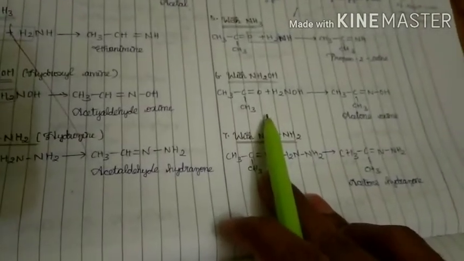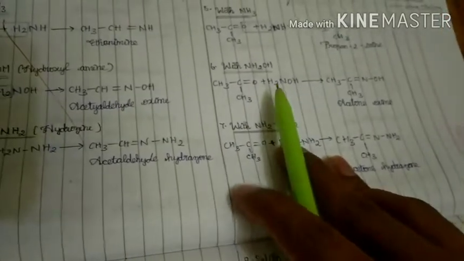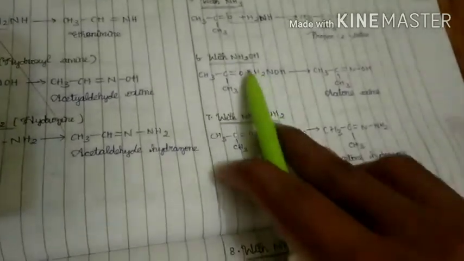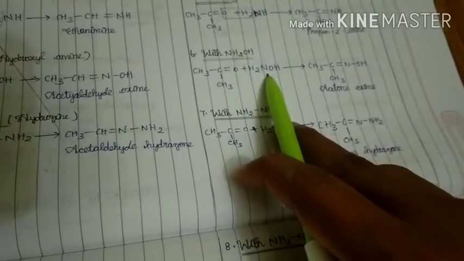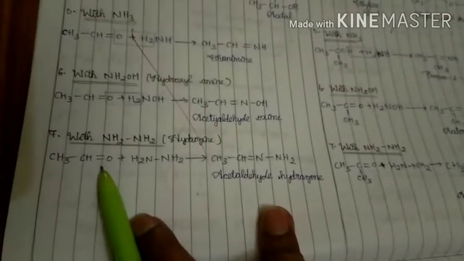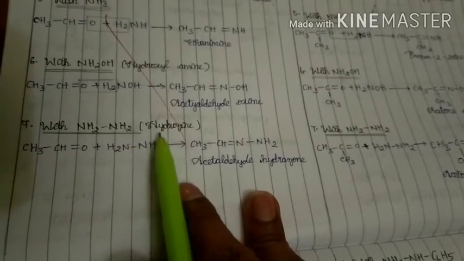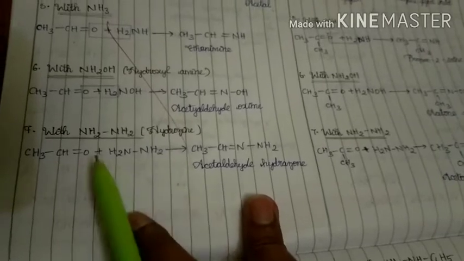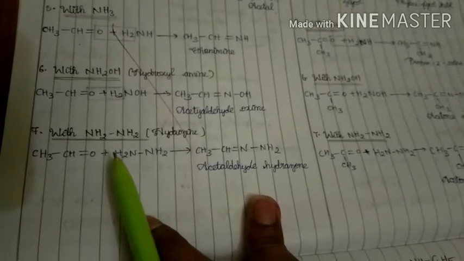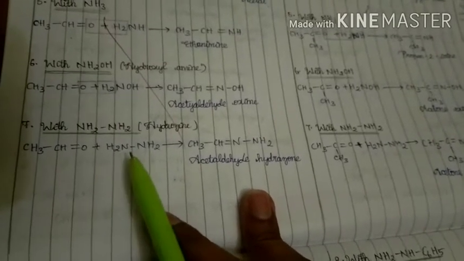Here also same reaction with acetone. When acetone reacts with NH2OH, this water will be removed and this double bond forms with the NOH. Finally, we get this compound, acetone oxime. Next, with NH2NH2. NH2NH2 means hydrazine. Same phenomenon takes place as in the above reaction. That means this H2O will be removed.